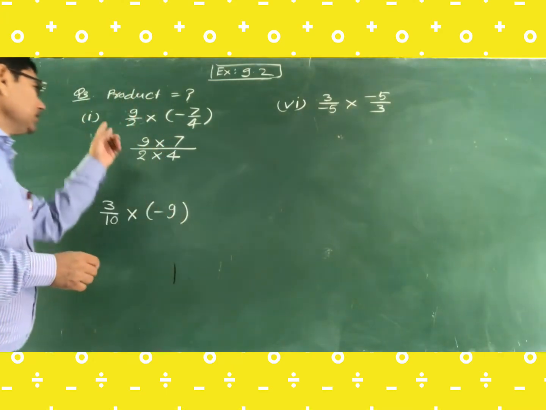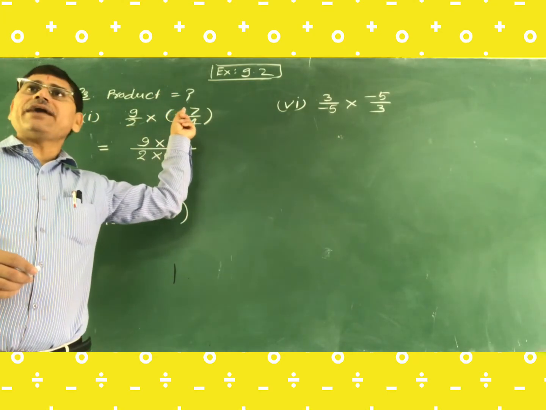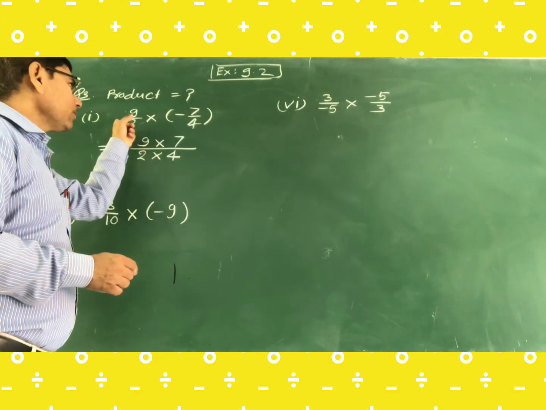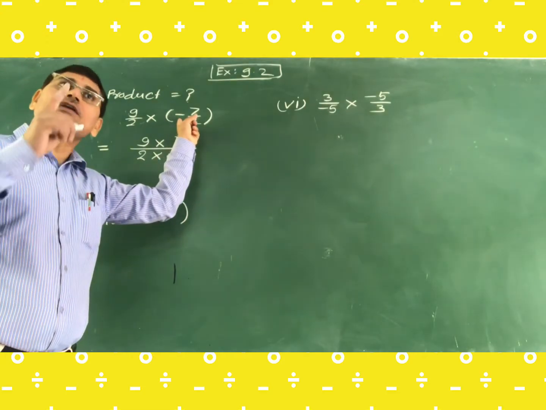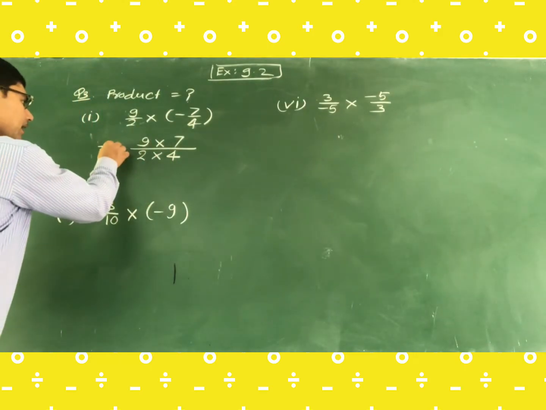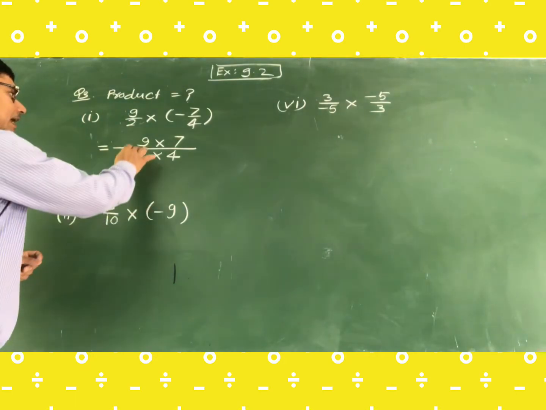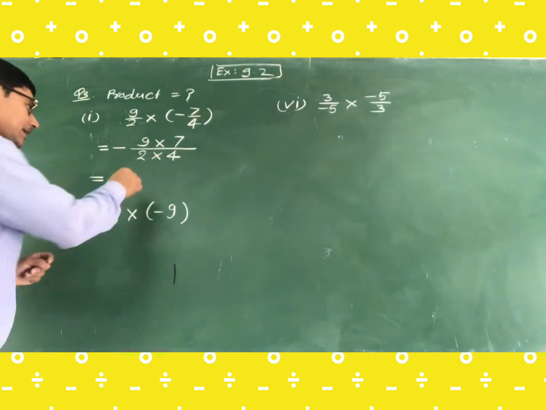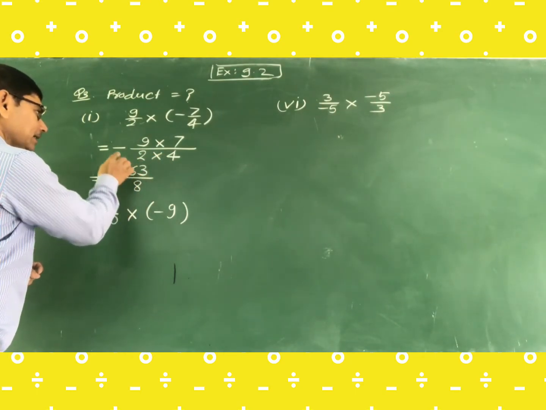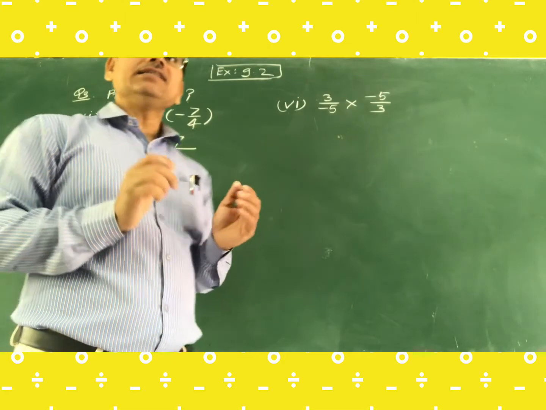Okay, this rational number has a positive sign and this rational number has a negative sign. Now dear, you know that multiplication of plus and minus is always minus because they are opposite signs. So you will write minus at the start. And now dear, you can see 9 sevens are 63, and 2 fours are 8, and the minus sign you will put the same. Dear, this is your answer.